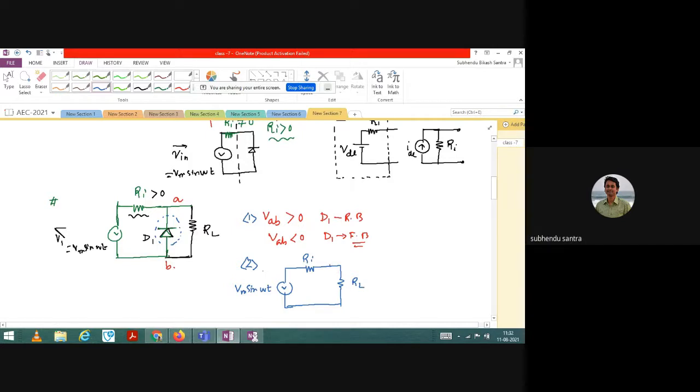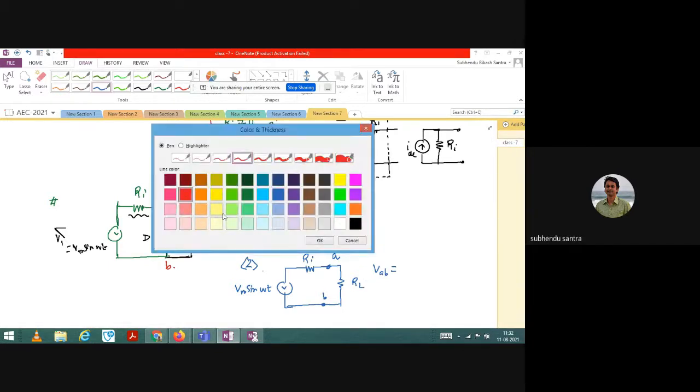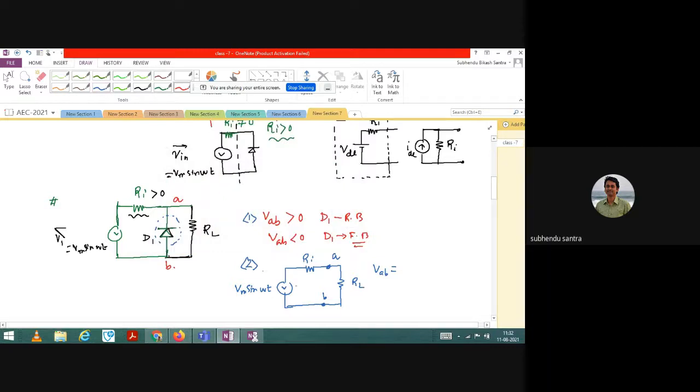Now you consider the same points, A and B. What I told you, you have to find out VAB. Let us concentrate on VAB. What is the voltage? Just find it out. During this condition, what will be VAB? Can you apply the voltage division rule? What is the voltage division rule? Let us say I need to find out the voltage across this RL. So what is the voltage division rule?